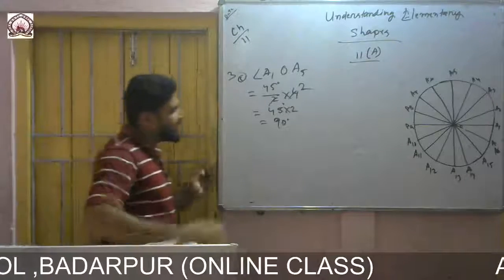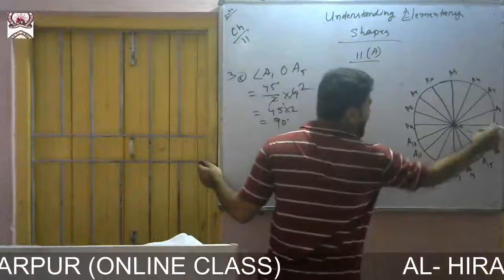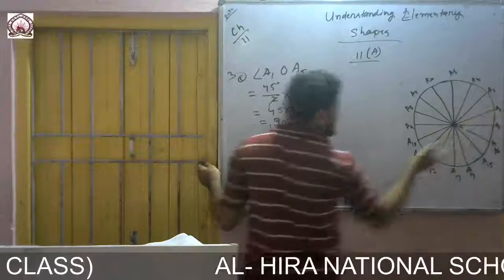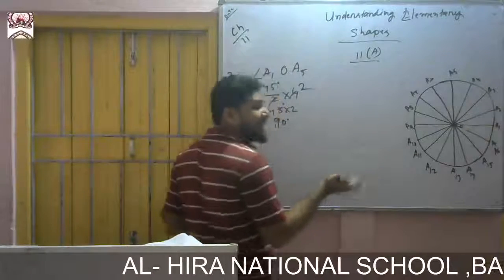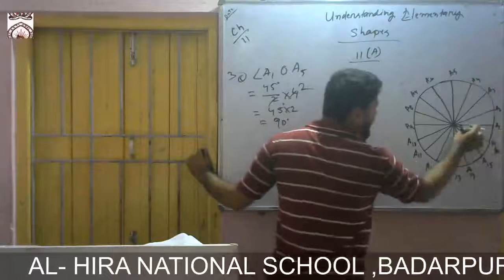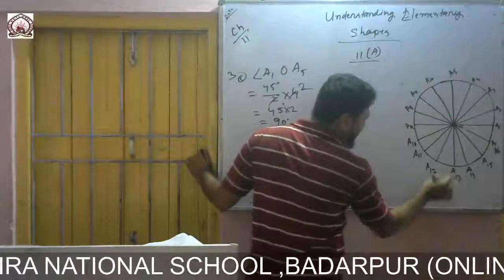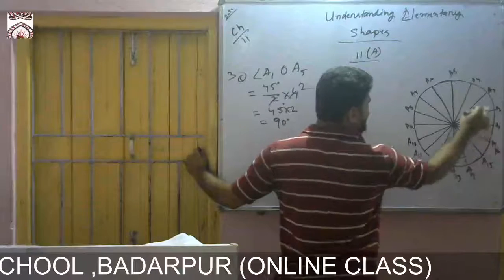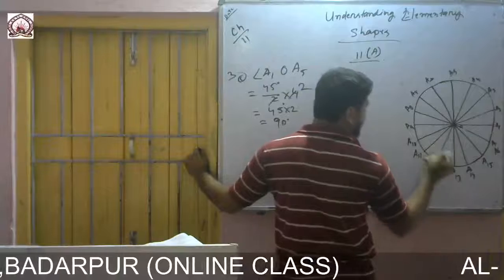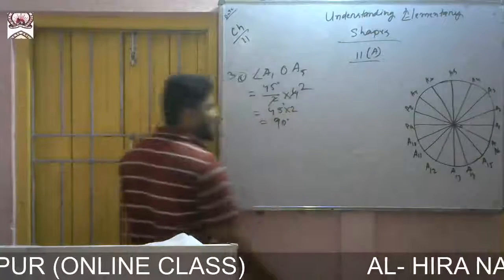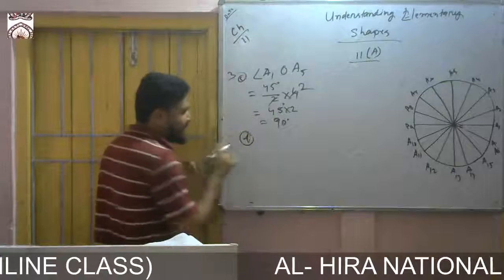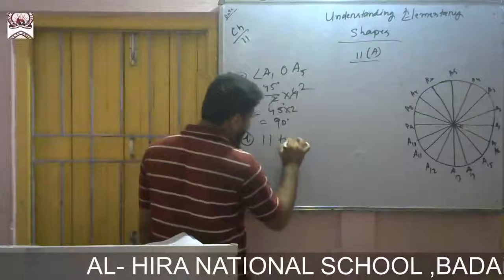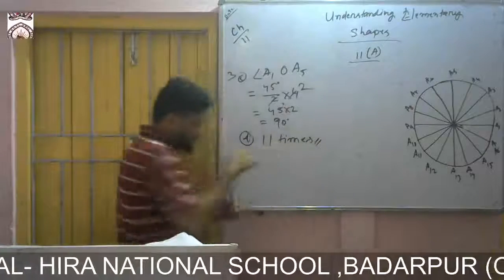So it is 11. You see A1 O A2, how many times is it present in A1 O A12? Each part is equal, so I can count from there 1, 2, 3, 4, 5, 6, 7, 8, 9, 10, 11. To reach 12, it is 11 times. So number D will be 11 times. Write 11 times, that is the answer.